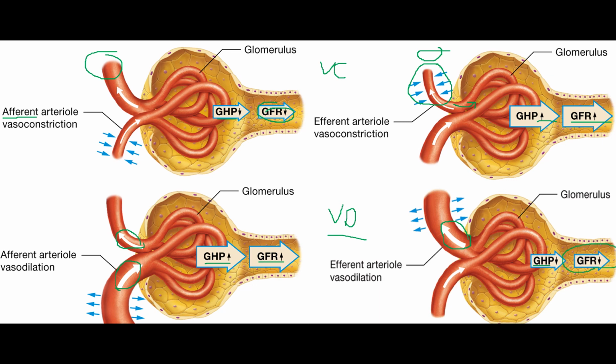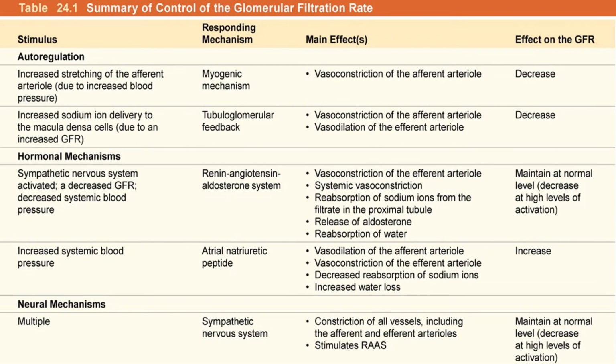This might be tricky for some of you, so please don't hesitate to email and ask if you have a question about how any of these constrictions or dilations affect blood flow, because this concept will be on the test. And here you can see the summary of all these controls between hormones, autoregulation, and neural mechanisms. I've already gone over these, but feel free to pause this image, look at it, and study it if you need to. But I'm going to be moving on now.